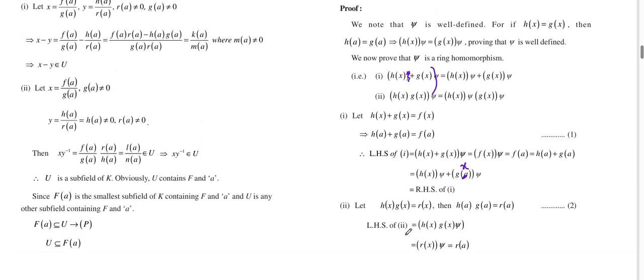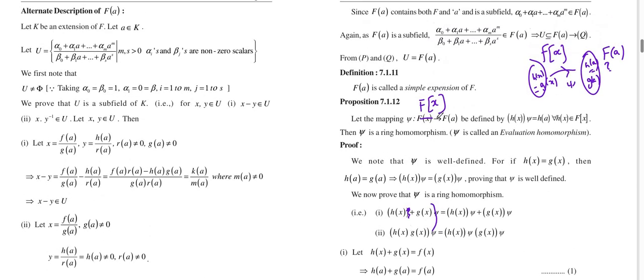The first result states that if the mapping psi from F[x] to F(a) is defined by psi of h(x) equal to h(a), then this psi is a ring homomorphism. It is defined like this: any element here, h(x), psi takes that element to h(a). Being defined by this, we will prove that psi is well-defined so that it becomes a function. Once we prove that this is a ring homomorphism, we can call it the evaluation homomorphism.